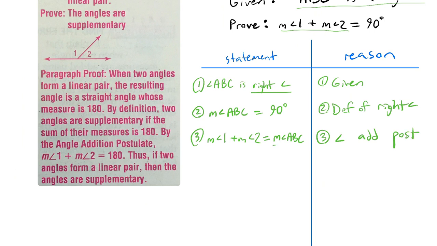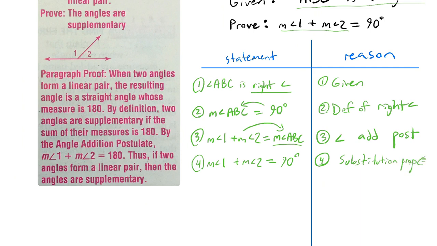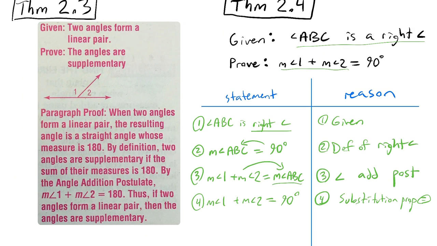But we know that the measure of angle ABC is 90, so we can just swap that out, right? So now we have the measure of angle 1 plus the measure of angle 2 equals 90 degrees, and that's by substitution property of equality. Or actually it could be transitive because 90 is equal to this, and this is equal to this, so they're equal to each other. So either one, I'm going to say substitution this time, but transitive property would totally work there too. And let's double check that's exactly what we wanted to prove for the given.